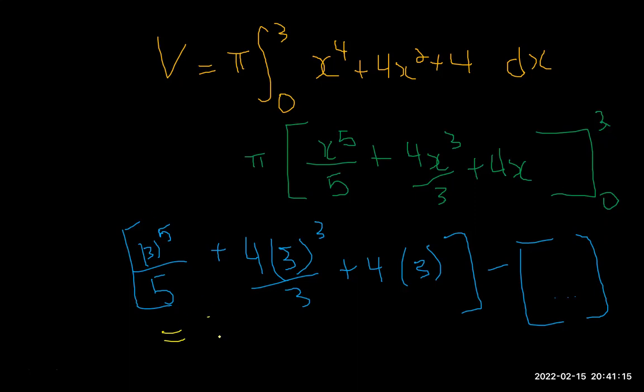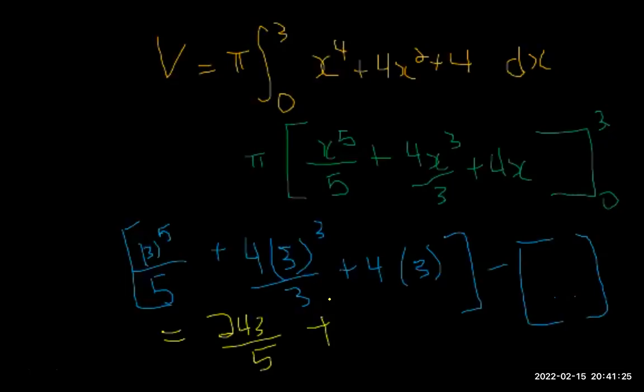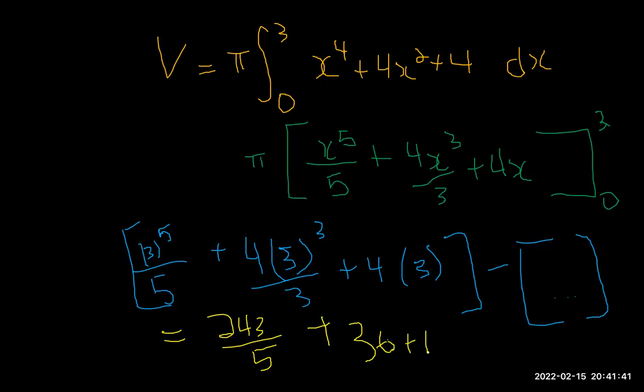So 3 to the power of 5 is 243 over 5, plus 27 by 3 and 3. So that's 27 by 4, which is going to give me 108 over 3. Well, that can be reduced, yep, to 36, plus 4 by 3 is 12. So 36 plus 12, that's 48, right?